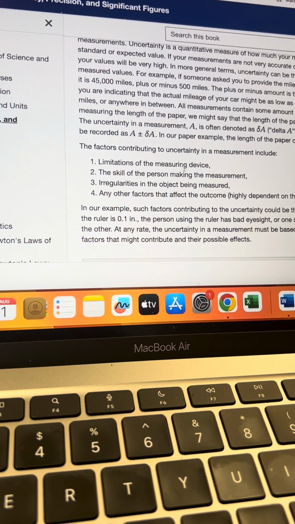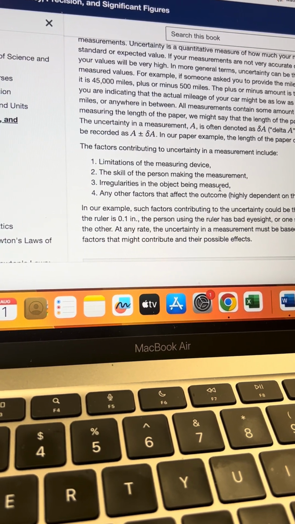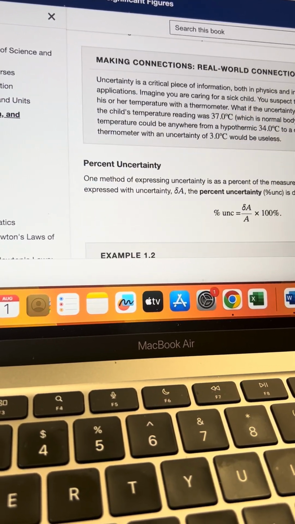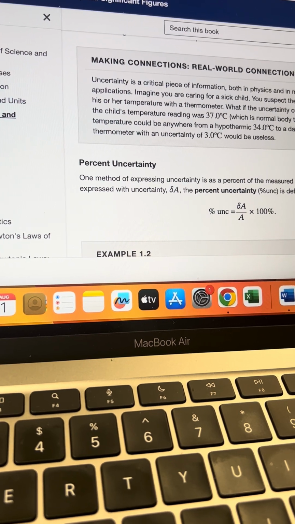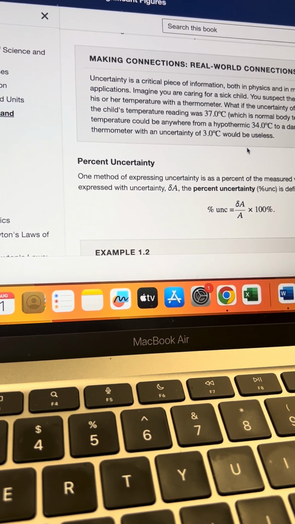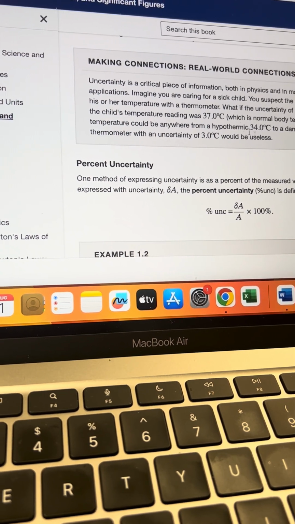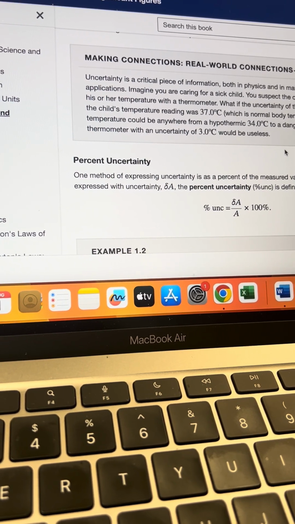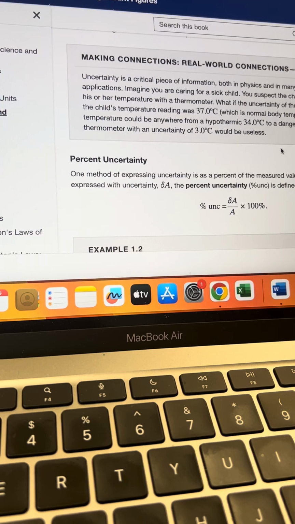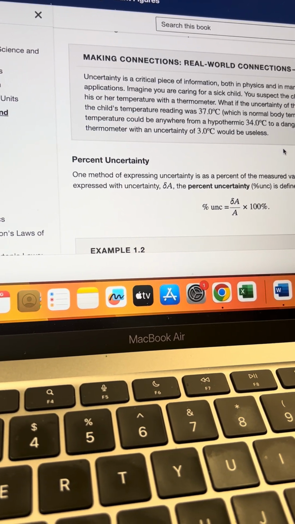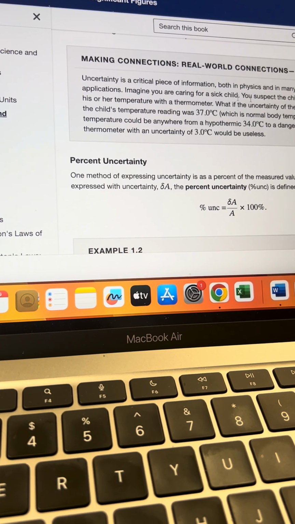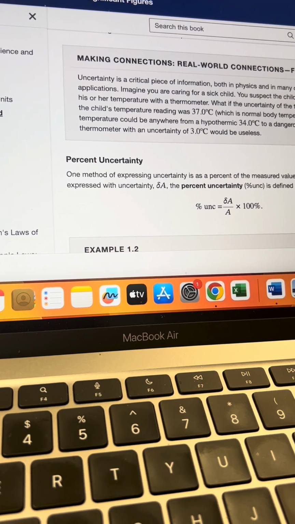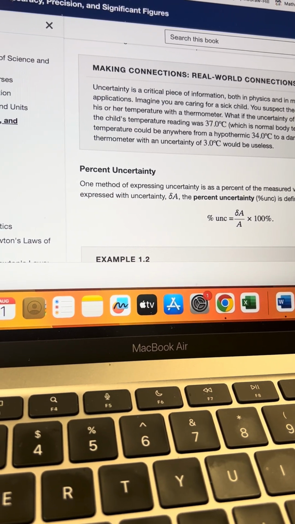It's affected by the measuring device, the skill of the person measuring, and irregularities in the object being measured. It could even be affected by something like temperature. We actually did not talk about this next one because we were getting pressed for time in class, but this is a good example. If you had a thermometer with an uncertainty of 3 degrees Celsius, and Celsius is different than Fahrenheit, so 3 degrees Celsius is a pretty big range, could you even use that? The answer here, if you read this, is not really, because it could be off so much in either direction, you wouldn't really know if the kid's got a fever.